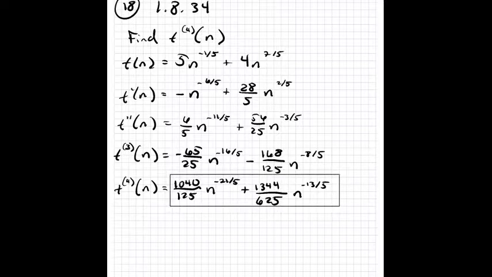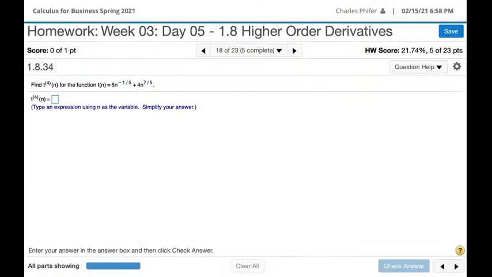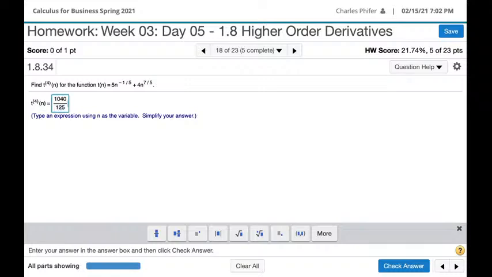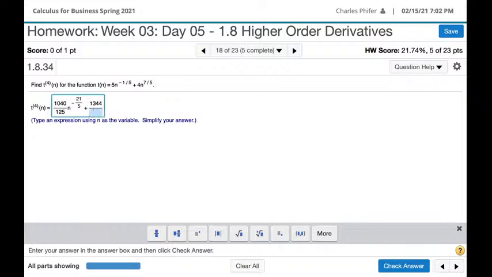Okay, we got this result. We're going to hop back to Pearson and cross our fingers. Just for the sake of time, I'm going to put the answer in with minimal downtime: 1040 over 125 n to the power of negative 21 over 5, plus 1344 over 625 times n to the power of negative 13 over 5. Cross our fingers. Darn it.